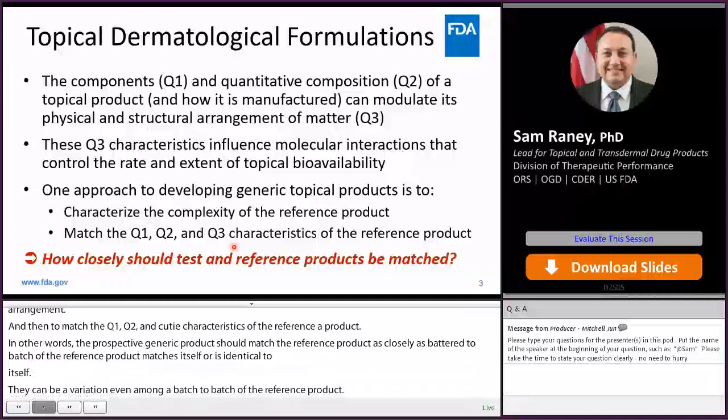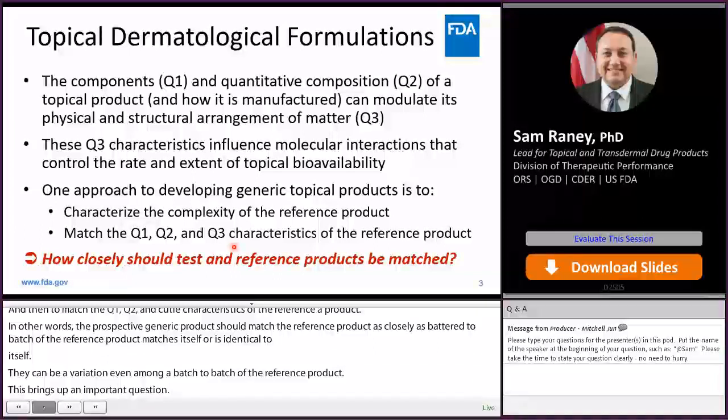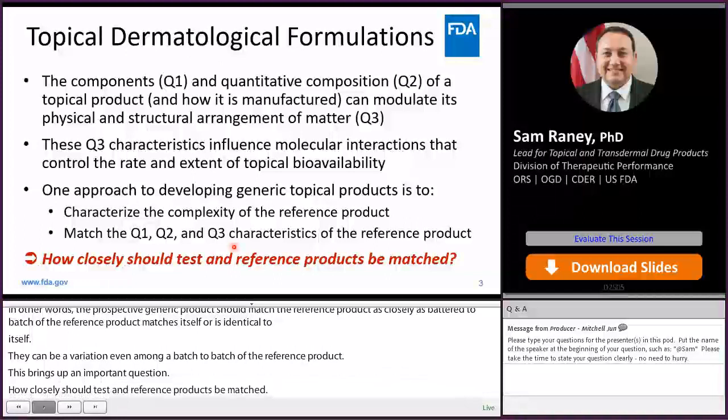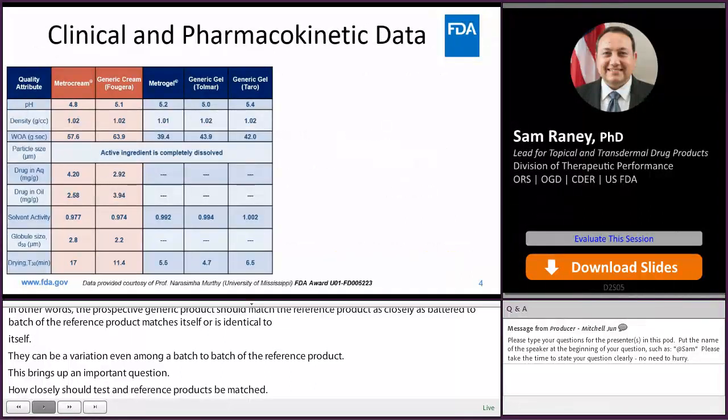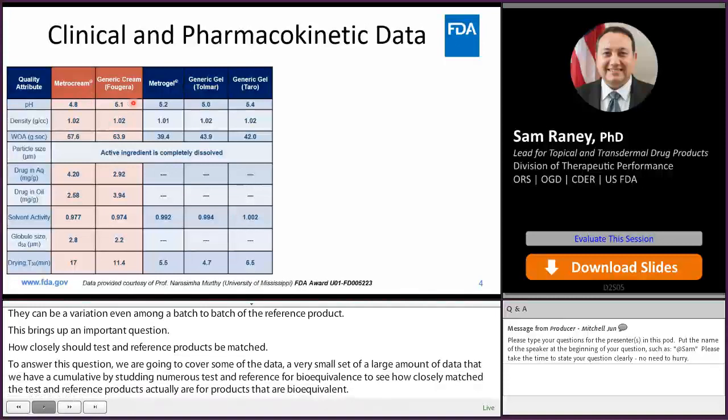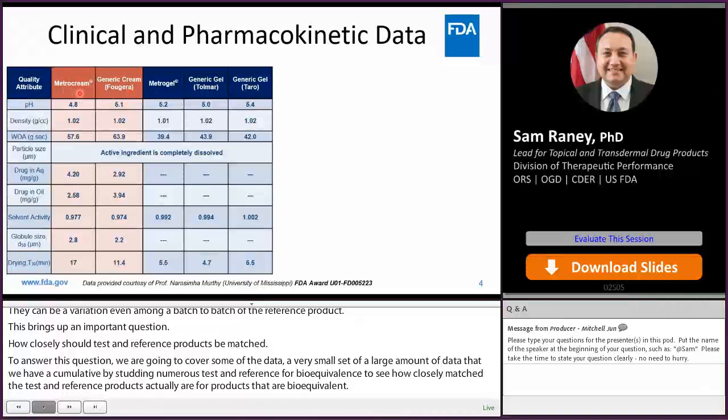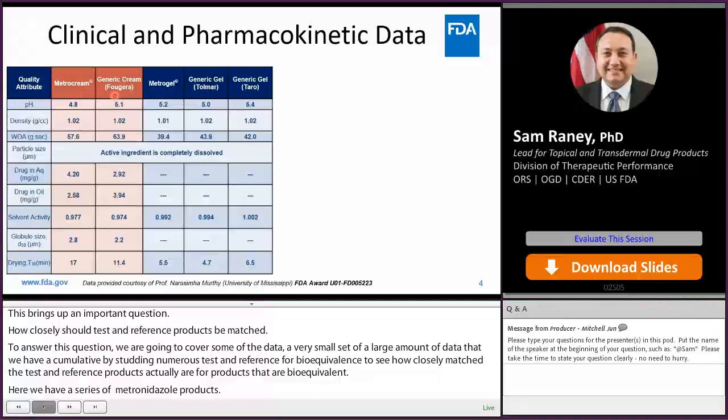To answer this question, we're going to cover today a very small set of a large amount of data that we've accumulated by studying numerous test and reference products as positive and negative controls for bioequivalence, to see how closely matched these test and reference products actually are for products that are bioequivalent. Here we have a series of metronidazole products. We have a set of creams and gels, where the reference product is shown as well as an approved generic product, and then again the reference gel and approved generic gels.